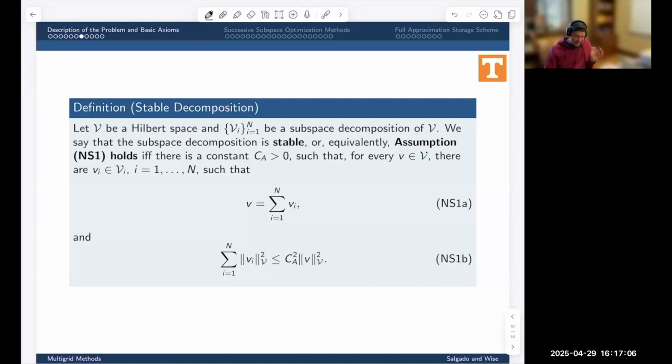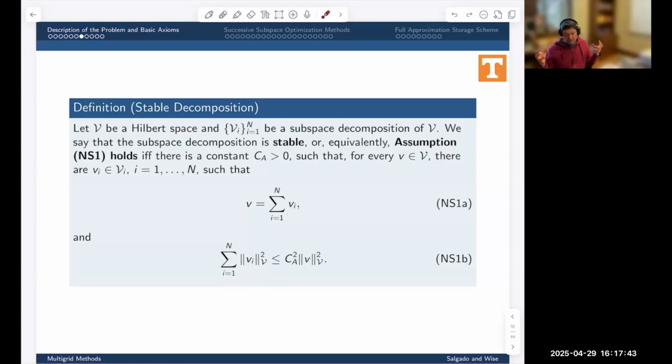Okay. Now, we went over this last time. We said that a subspace decomposition is stable if and only if there exists a constant such that there exists a decomposition that is always stable in that norm sense. So I'm always guaranteed that I can find vi's such that this stability condition holds.